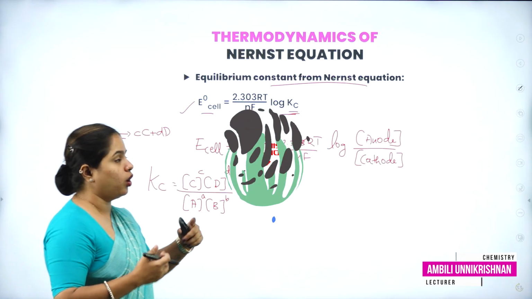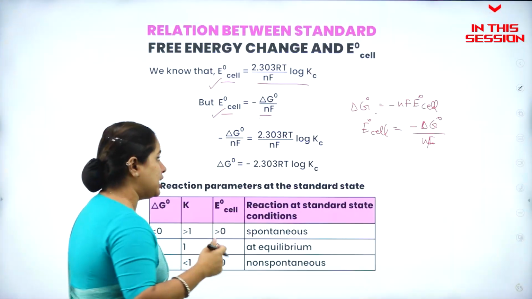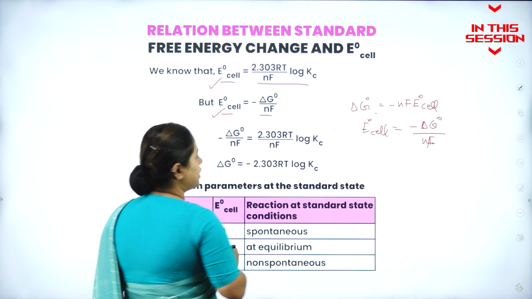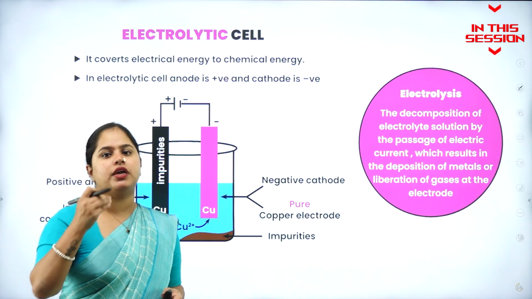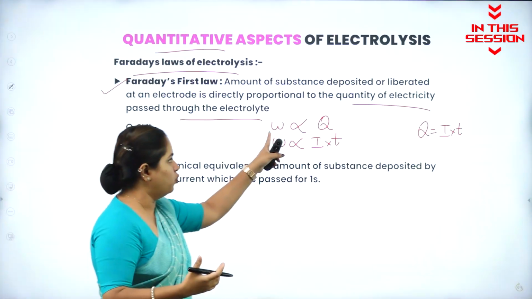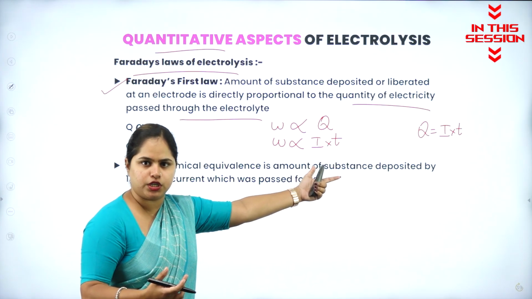When Kc, or the equilibrium constant, is given, this is the equation that you're going to use, as well as E naught cell is equal to minus delta G naught by nF. In an electrolytic cell, electrical energy is being converted into chemical energy. How much mass is deposited is going to be directly proportional to the quantity of electricity produced.